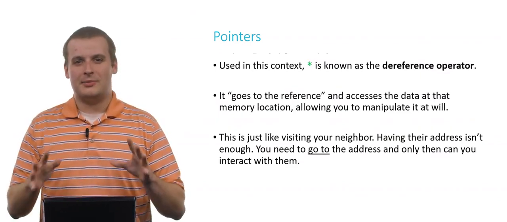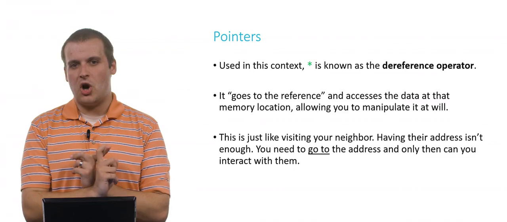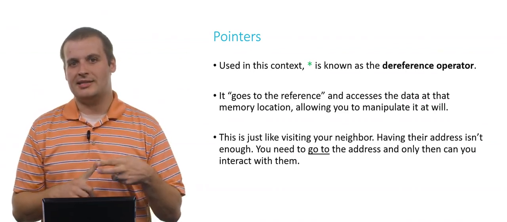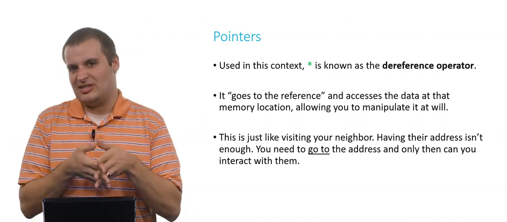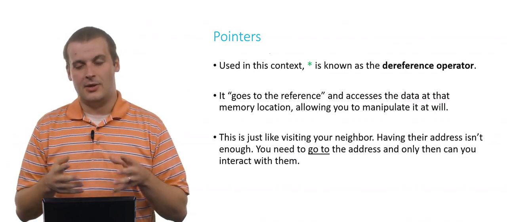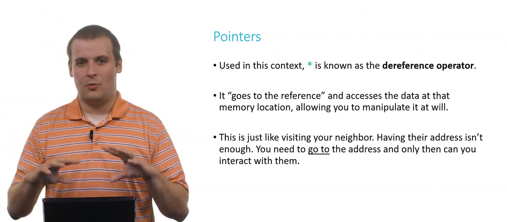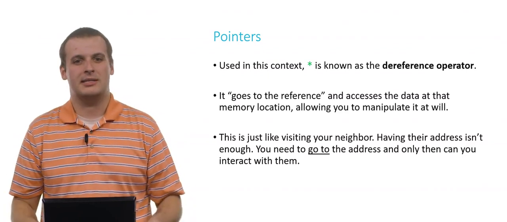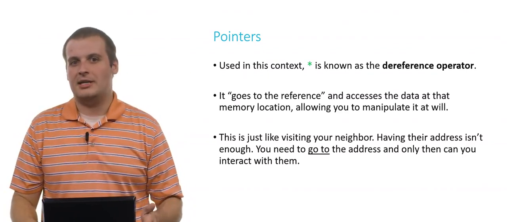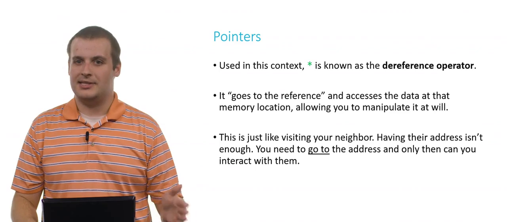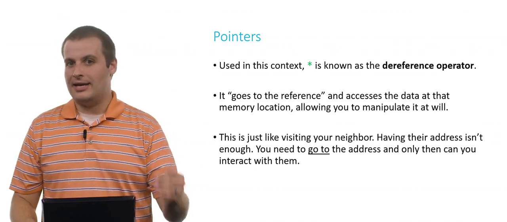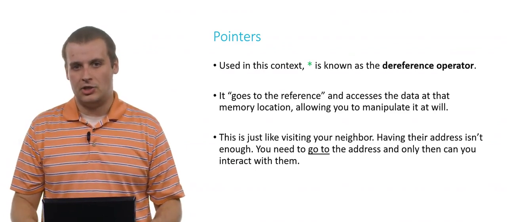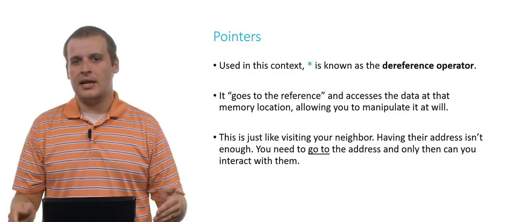So here we go again with some weird C stuff. We've seen star previously as being part of the data type, and now it's being used in a slightly different context to access the data at a location. I know it's a little confusing, and that's part of why pointers have this mythology around them of being so complex. It's kind of a syntax problem, honestly. Star is used in both contexts, both as part of the type name, and we'll see something else a little later, and right now as the dereference operator. So it goes to the reference. It accesses the data at the location of the pointer and allows you to manipulate it at will.